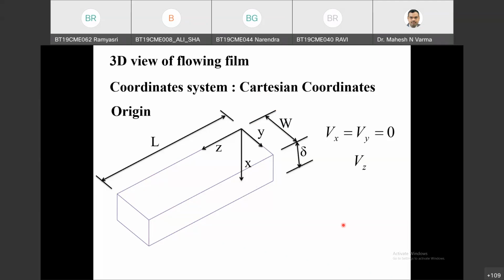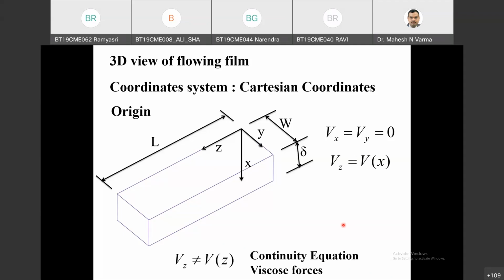It is not a function of z, because viscous forces are balancing gravitational forces, and it is not a function of y because end effects are neglected. So Vz is a function of x only. Vz is not a function of z because viscous forces are balancing the gravitational force in such a way that acceleration is negligible. If Vz were a function of z, then there would be acceleration.